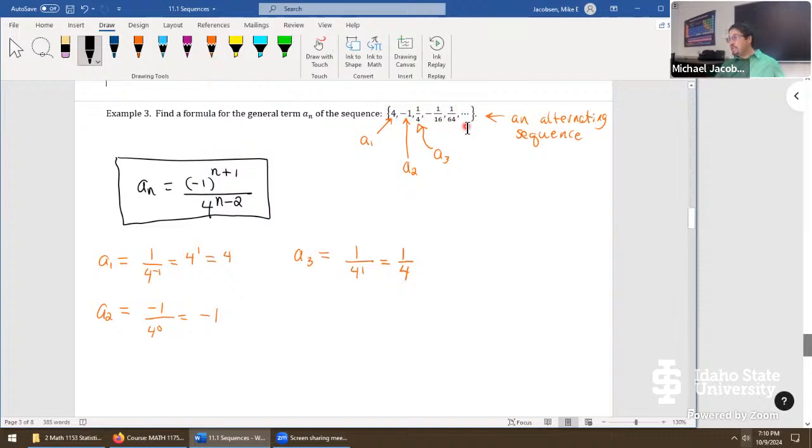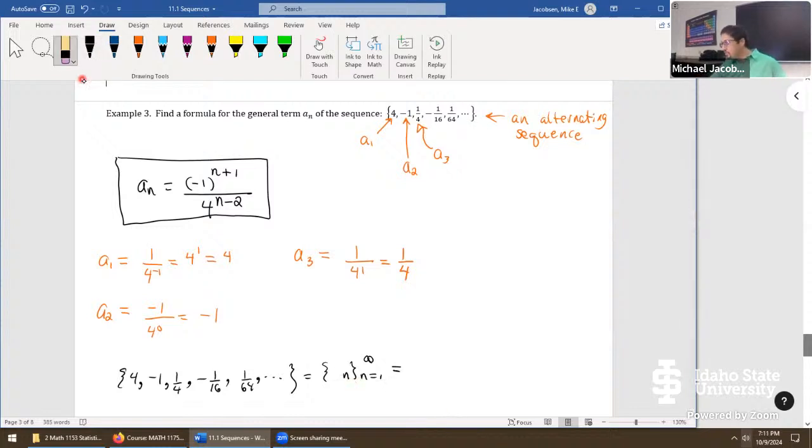So when we write down a sequence like this, 4, -1, 1/4, -1/16, 1/64, and so on, we can also write it this way: a_n, as n goes from 1 to infinity. This is just saying we have an nth term. We have a formula for the nth term, and so we're just conveying it this way. That's where a_n is. Or we might write it this way.